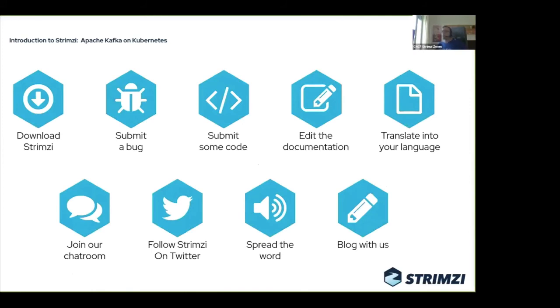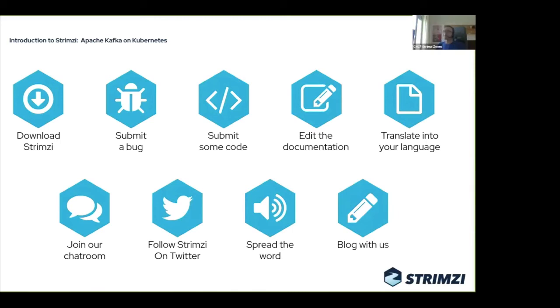Now, a kind of call to action for the community. How can you engage with the Strimzi community? You can just download Strimzi and try it yourself. You can maybe, I don't know, find some bugs and submit them by opening a GitHub issue about the bug. Or if you have a fix for that bug, or a feature that you would like to add to Strimzi, you can submit your code, so you can open a pull request, and we as maintainers will be really happy to review, approve and merge, of course.